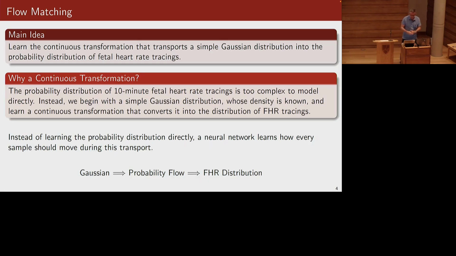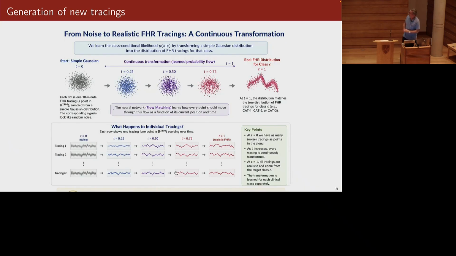And as I said, in the particular examples that I will provide at the end, these will be joint distributions of samples of vectors that are rather long, 2,400. So we start with a Gaussian, we use the concept of probability flow, and we get the FHR distribution.